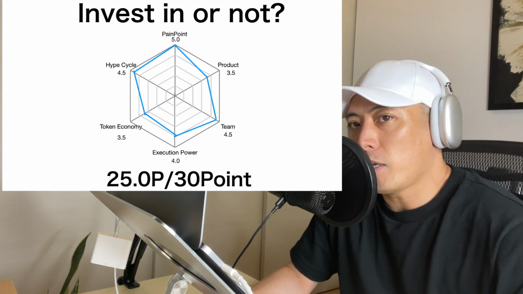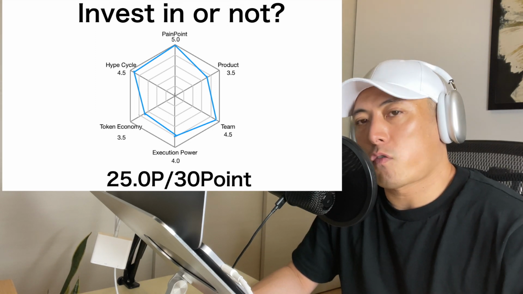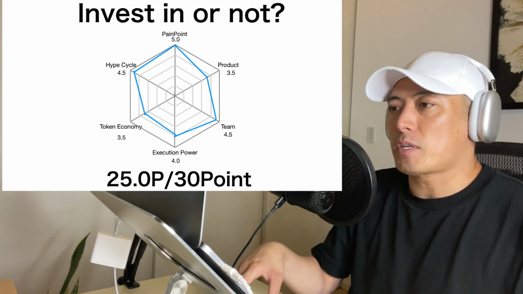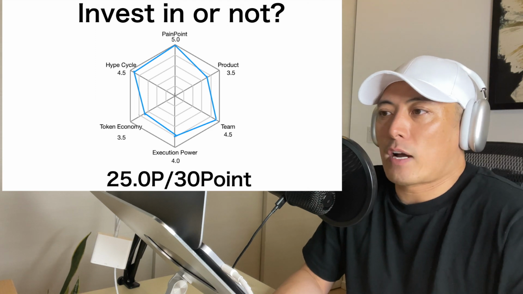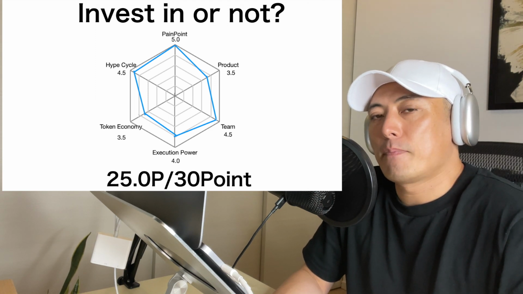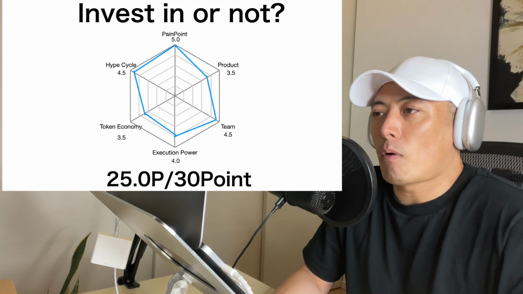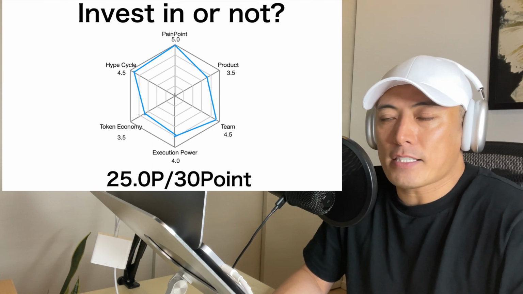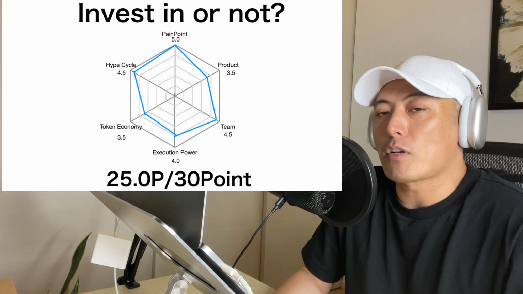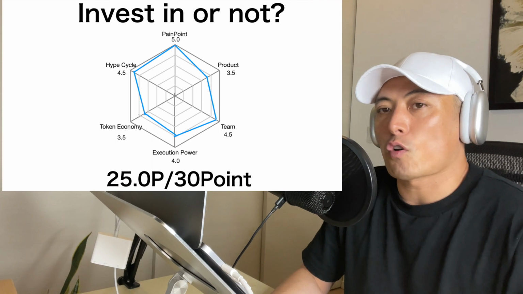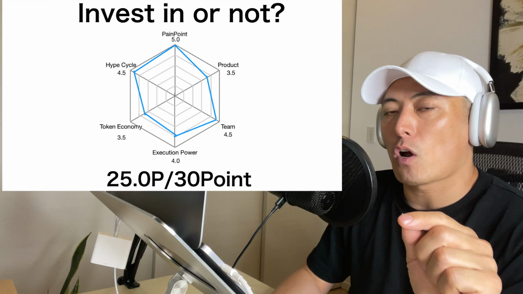Then for the token economy, 3.5. I simply say they have not issued a token yet. Then it's still a little bit unclear for me how they're going to design the entire token economy, including the incentive program for influencers here. So I set a little lower score here, 3.5. The hype cycle, 4.5. It's a great advantage for them to get the market momentum for Web3 and Metaverse. It's a huge advantage for them. So that is why 4.5. The total score is 25.0. Then my minimum investment criteria is over 25 points. So from this perspective, I'm going to recommend investment in the AKI Network token, AKI.